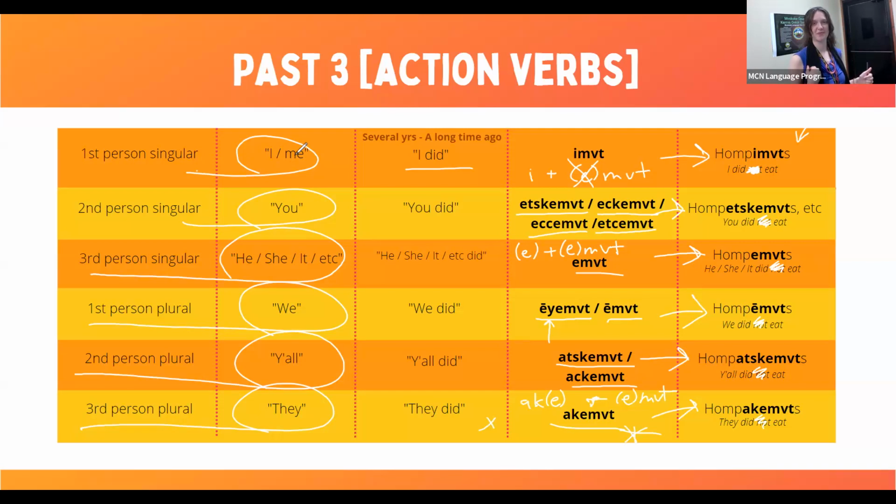Hombimuts. Nice. Hombimuts. Y'all ate. Hombatskimuts. Mvskoke. Hombatskimuts. Nice. And last but not least, they ate. Hombagimuts. Hombagimuts.